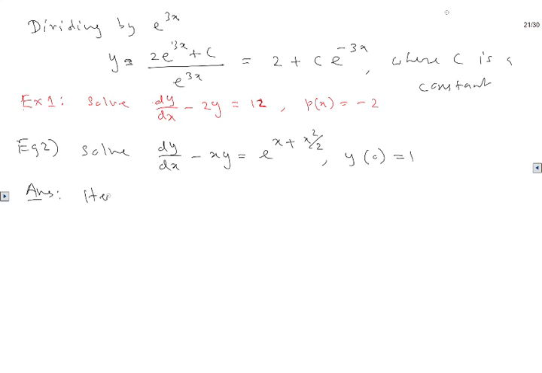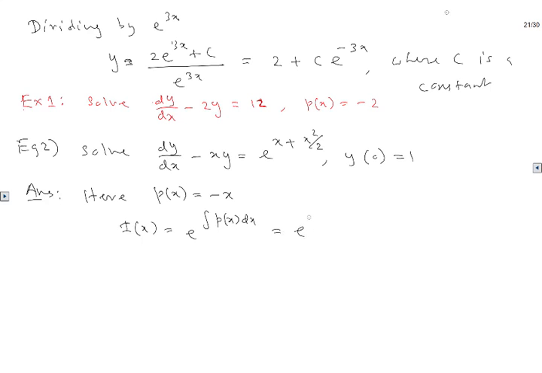You can see that this is in standard form also. Here P(x) is negative x, because everything in front of y is P(x), so it is negative x in this case. Then we can find the integrating factor I(x), which simply becomes e to the integral of P(x) dx.